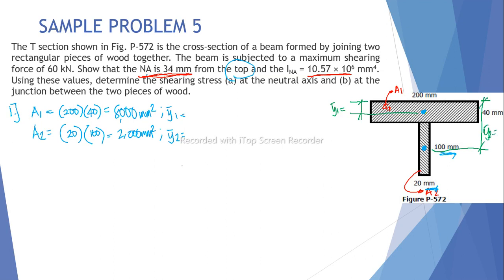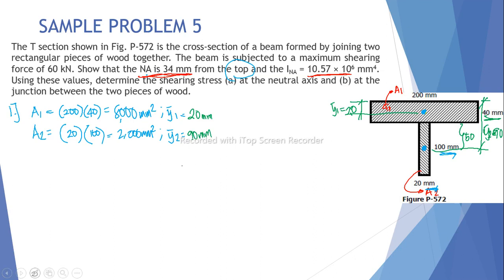So this y bar 1 is half of 40 millimeters, because the height is 40 millimeters. So this is 20 millimeters. And then y bar 2, down here, this is 100, half of it is 50, plus 40, so this is 90. So y bar 2 is 90 millimeters. So y bar 1 is 20 millimeters and our y bar 2 is 90 millimeters.